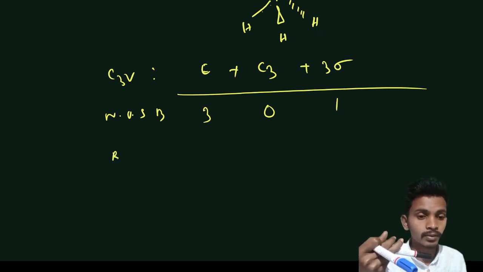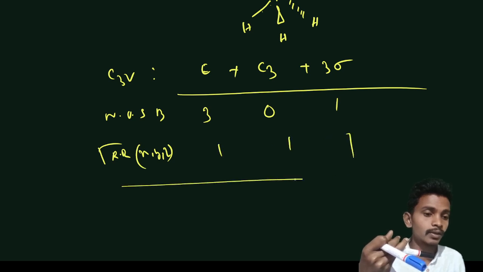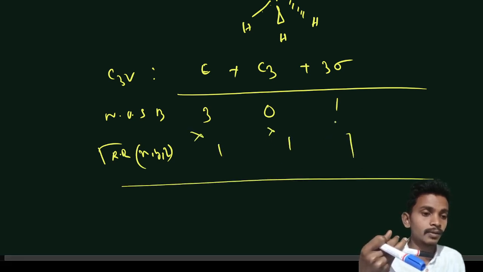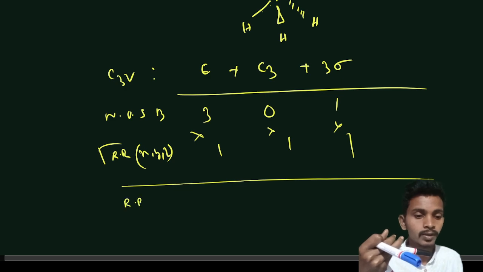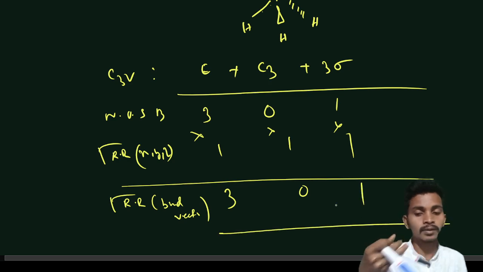So now for the reducible representation, on the x, y, z basis all will be taken as 1. So 1, 1, 1. If we multiply it, then that is the reducible representation by bond vectors. That becomes 3, 0, 1. Okay.